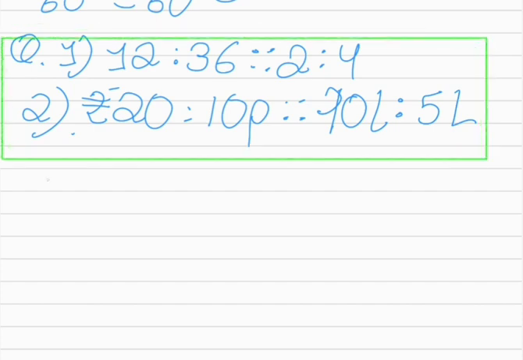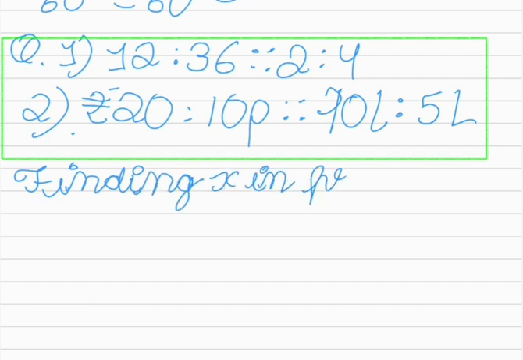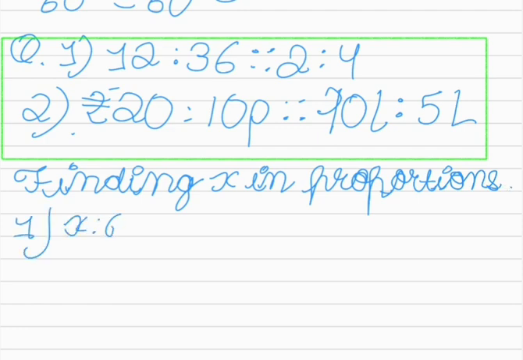So we are moving to our next topic, finding the value of a variable in the following proportions. Finding x in proportions. So see, I am giving you a question. X is to 6 proportion 30 is to 5. So what do we have to do? We know that the product of extremes is equal to the product of means. So x into 5 will be equal to 6 into 30.